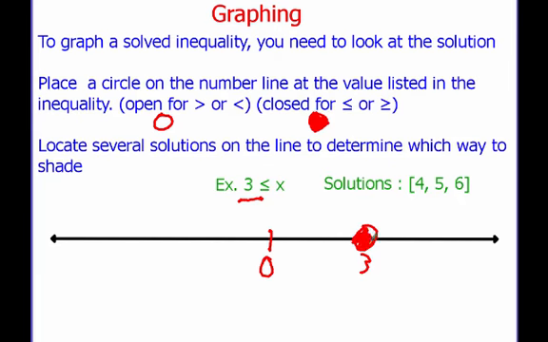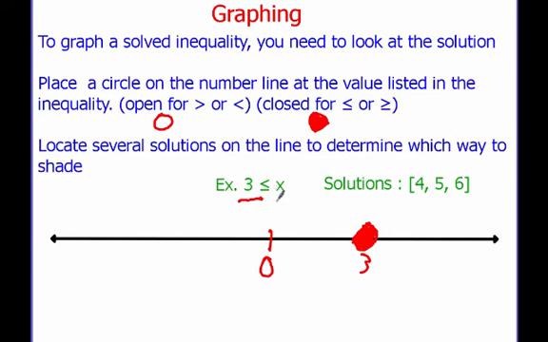You need to be careful. Your circle needs to be on the line. We don't want to see any circles floating above the line. The circle needs to be on the line. And then it says we need to locate several solutions on the line to determine which way to shade. We need to color in one direction here.